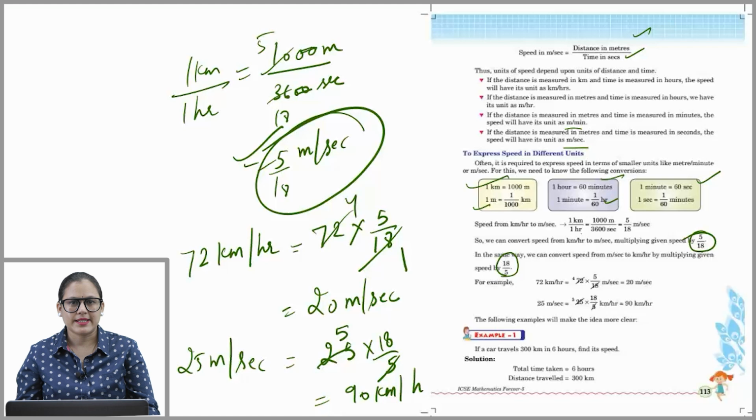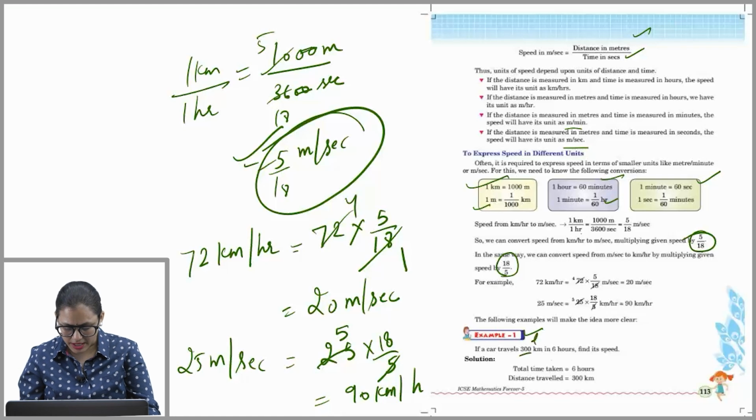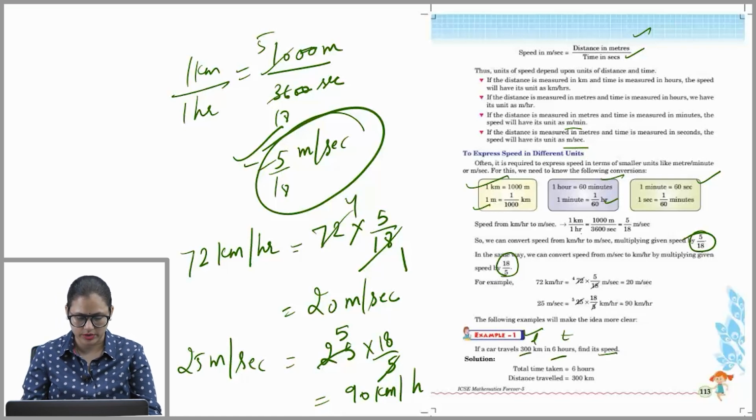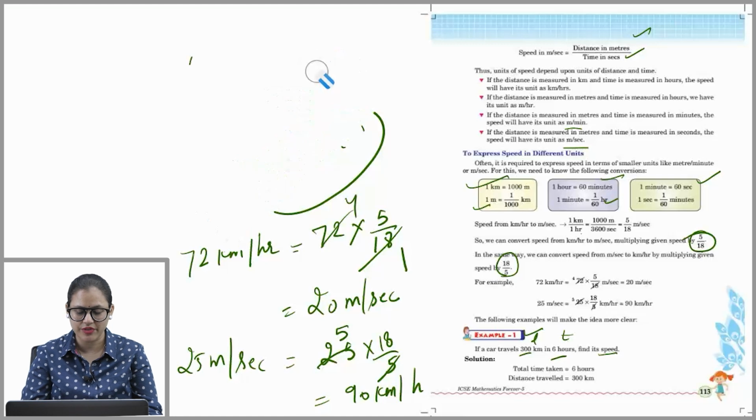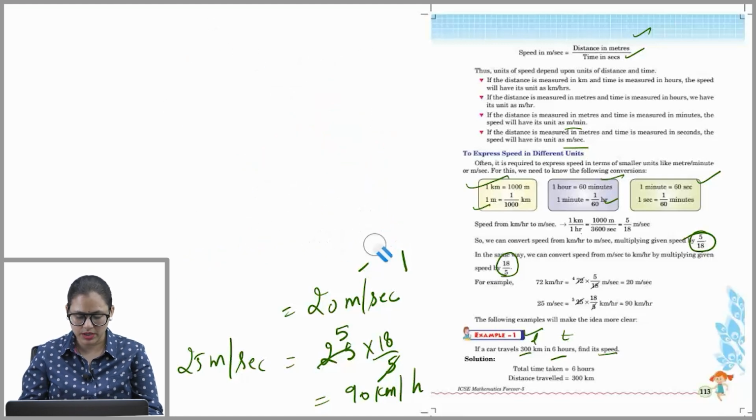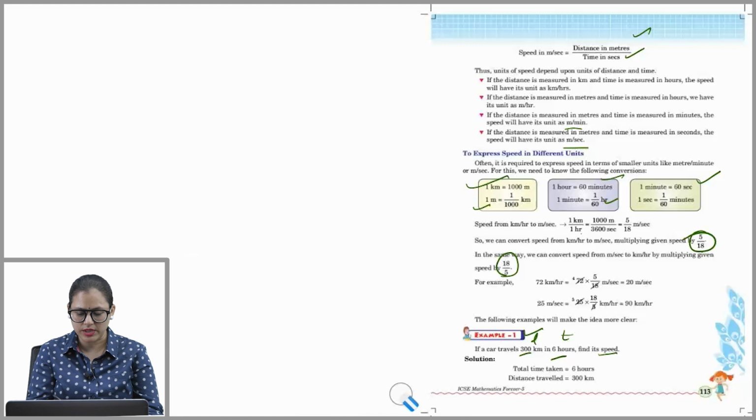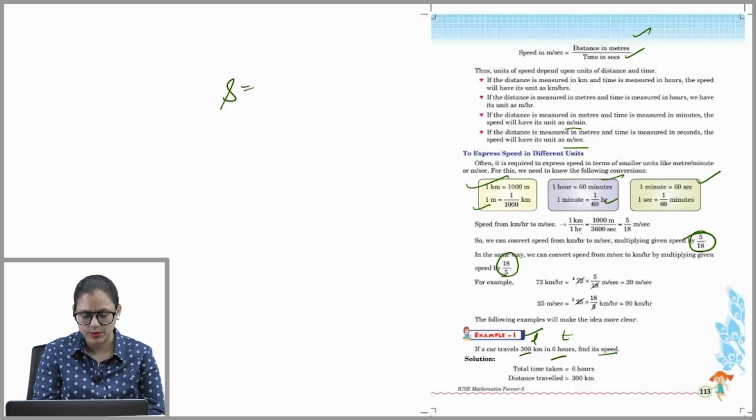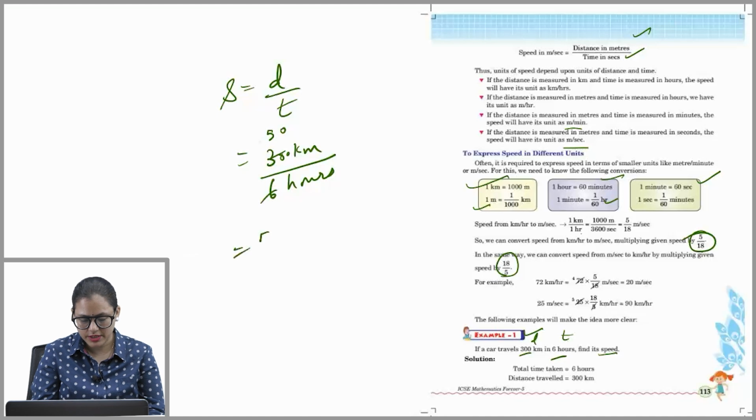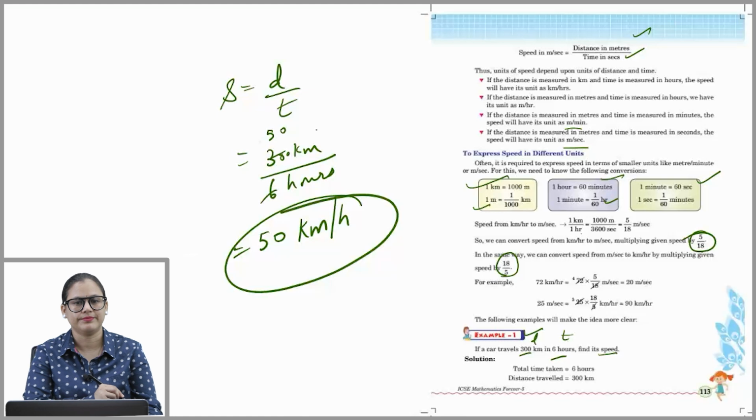Let's take example 1. If a car travels 300 kilometers in 6 hours, find its speed. Distance is given, time is given, we have to find out the speed. Do you know the formula of speed? How do we find the speed? We know that speed is equal to what? Distance upon time. Speed is equal to distance upon time. Distance is 300 kilometers and time is 6 hours. Now 50, what will be the unit? Kilometer per hour.